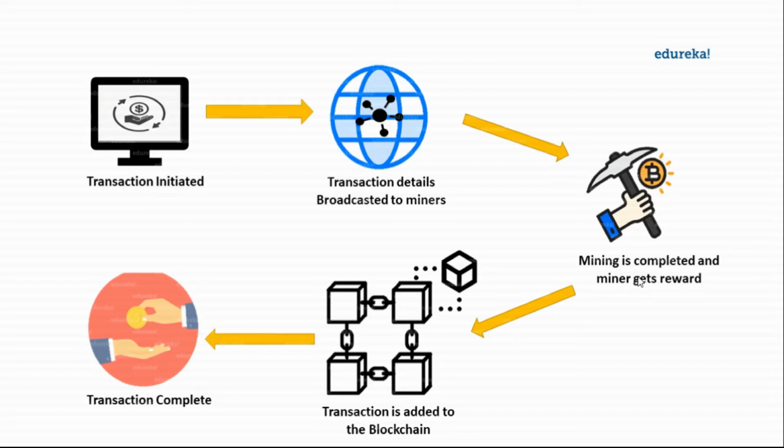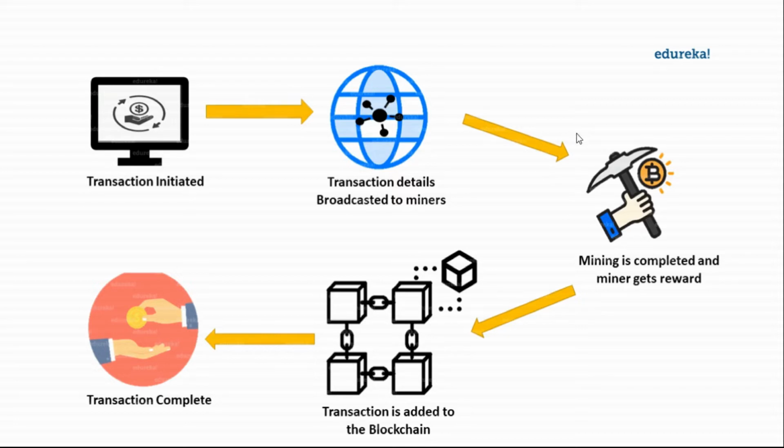And once a miner is able to solve that mathematical operation, it will let other nodes know that this transaction is completed. And if all nodes or a majority of nodes agree on this block, they will add that block in the actual blockchain. So this is how the entire transaction process works.